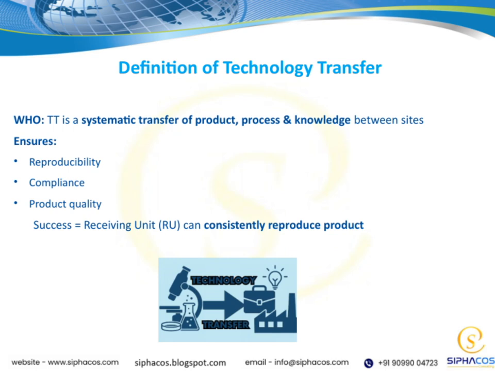When we talk about success in technology transfer, what really matters is that the receiving unit can reliably replicate the product. That's the ultimate goal, making sure that what they produce matches what was originally intended, both in quality and consistency. This systematic transfer process is critical for scaling up production, expanding to new sites, or even ensuring that a product remains consistent across different manufacturing locations.